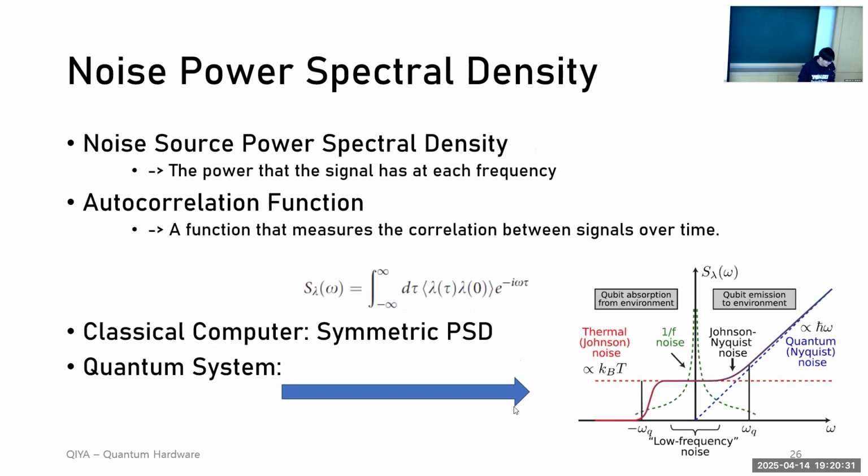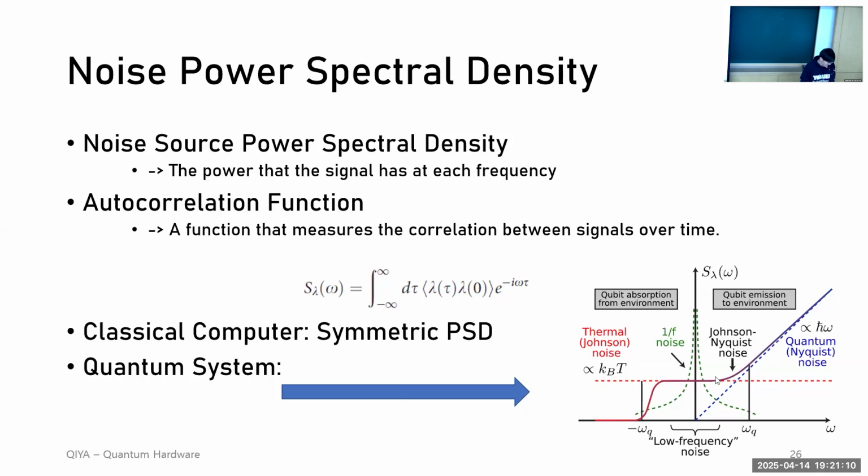I will explain the noise power spectral density. The noise source power spectral density is the power that the signal has at each frequency. An autocorrelation function is a function that measures the correlation between signals over time. A classical computer has a symmetric PSD, but a quantum system does not have a symmetric PSD. We have such graphs in the quantum computer.